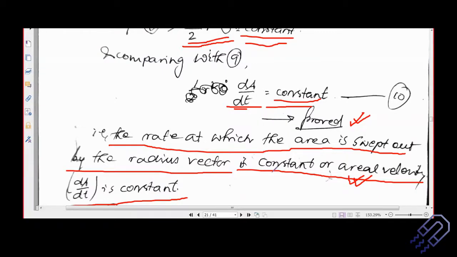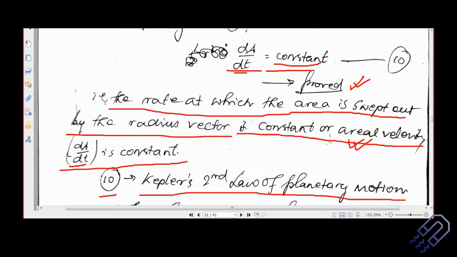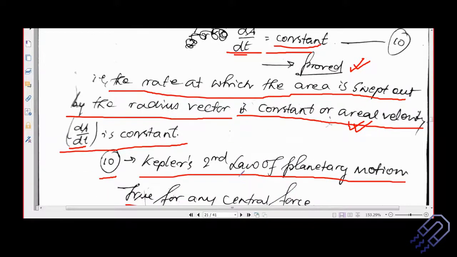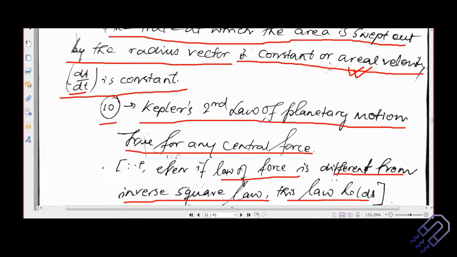second law. One more point we need to remember is that this dA dt, the rate at which the area is changing, is also known as areal velocity. So if a question is asked to show that the areal velocity remains constant for a planet revolving around the sun, the derivation is the same. That's your Kepler's second law.